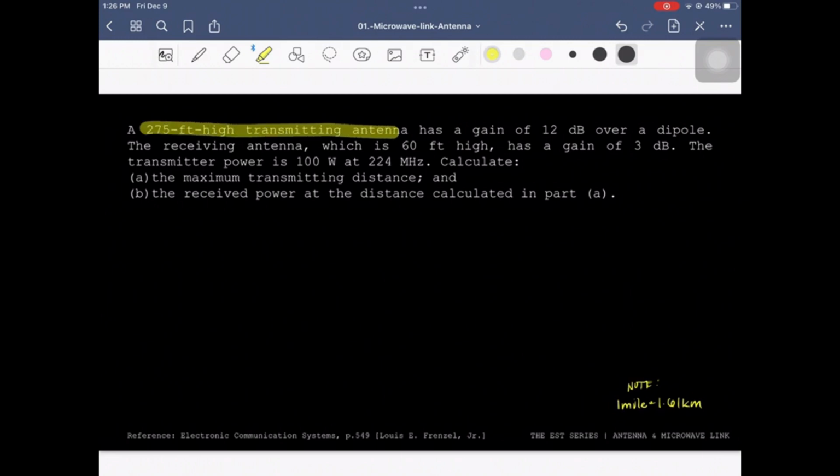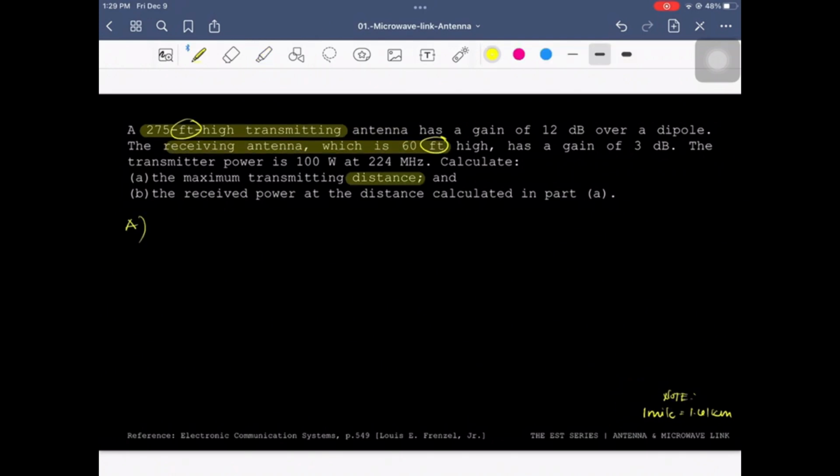We already have the height of the transmitting antenna, which is 275 feet, and the height of the receiving antenna, which is 60 feet. Okay, so just like kanina, since pares naman sila naka-feet, ilalagay lang natin sila sa ating formula. The distance in miles equal to 2 times the height of the transmitter in feet, get the square root, plus 2 times the height of the receiver in feet, and then get the square root. And then plug lang natin yung mga values dito.